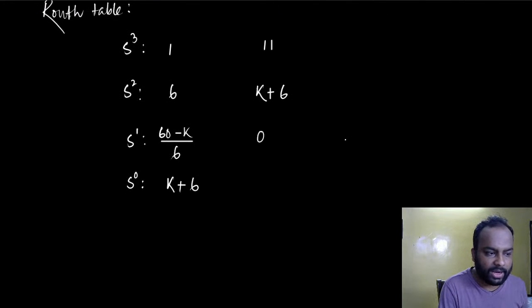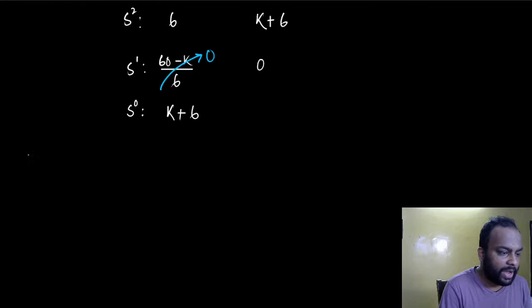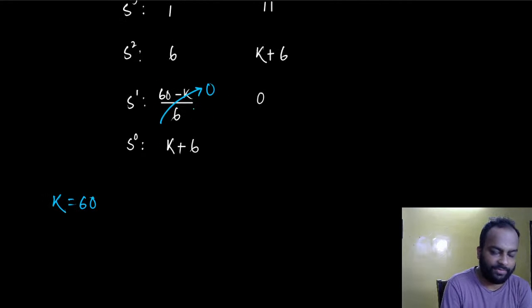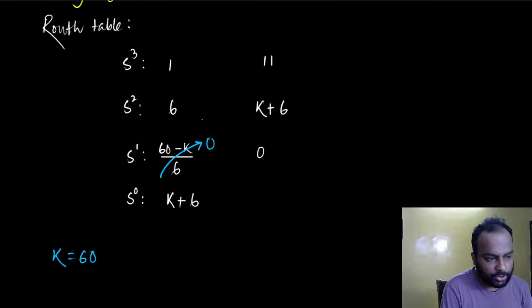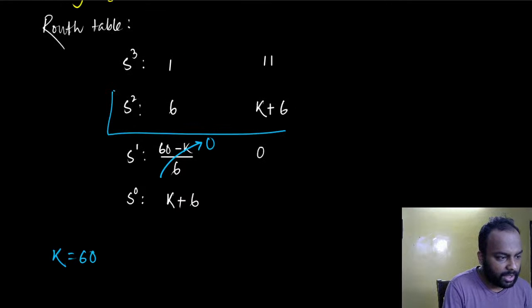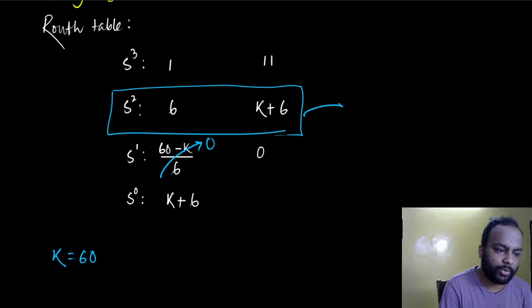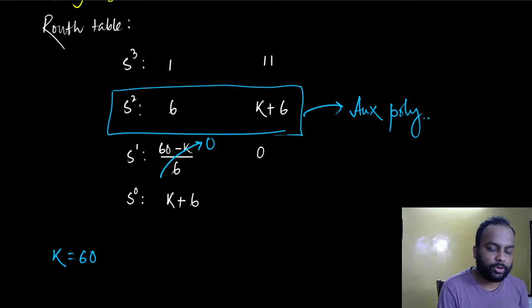And how can I force a difficulty 2? Just by making one of these odd-numbered power rows turn into 0. So I have to make this a 0. And how can I do that? Of course, when k becomes 60. So I put k equal to 60, and that turns this into a difficulty 2 situation. Then this row in the Routh table provides me the auxiliary equation, the auxiliary polynomial, and the roots of the auxiliary polynomial are also roots of the actual original polynomial.